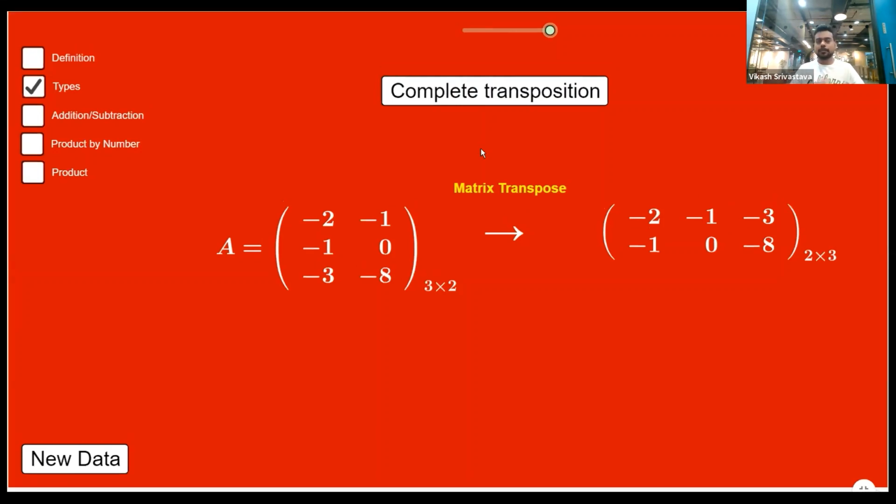So up till now, we have discussed the basic definition of a matrix, and we have discussed different types of matrices. Now we are ready to do some arithmetic operations on the matrices, and let's start with addition and subtraction.